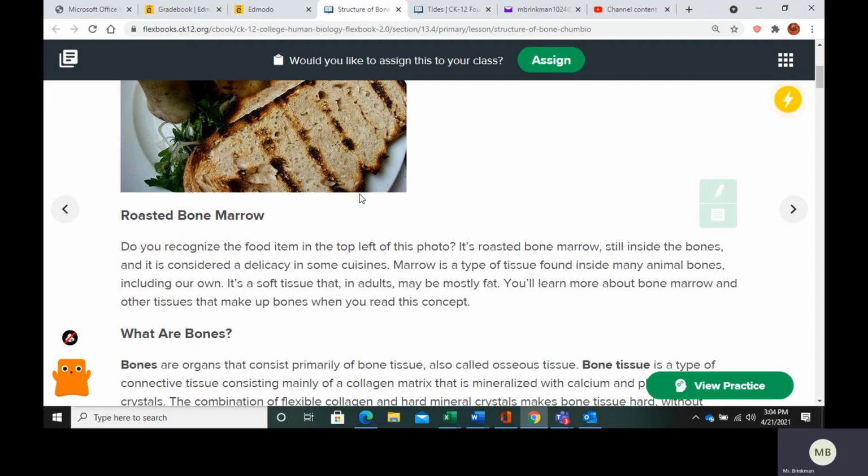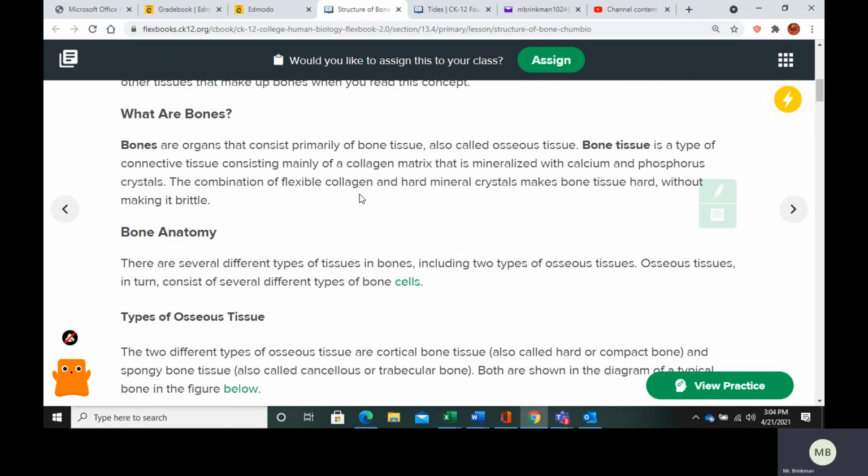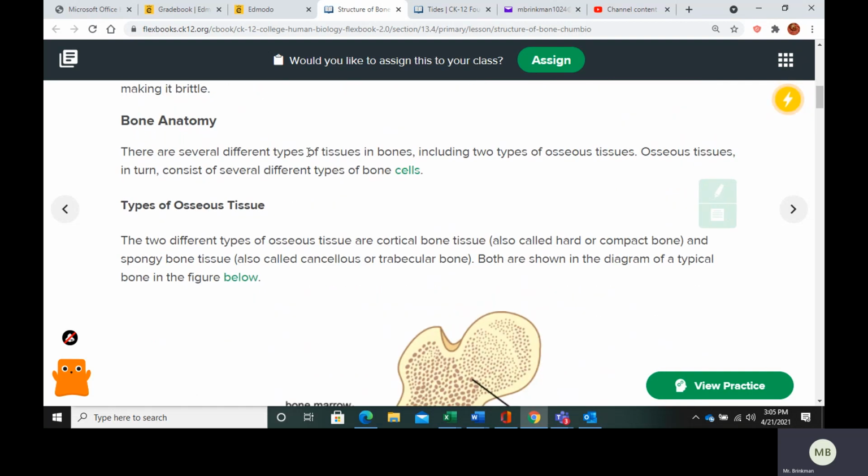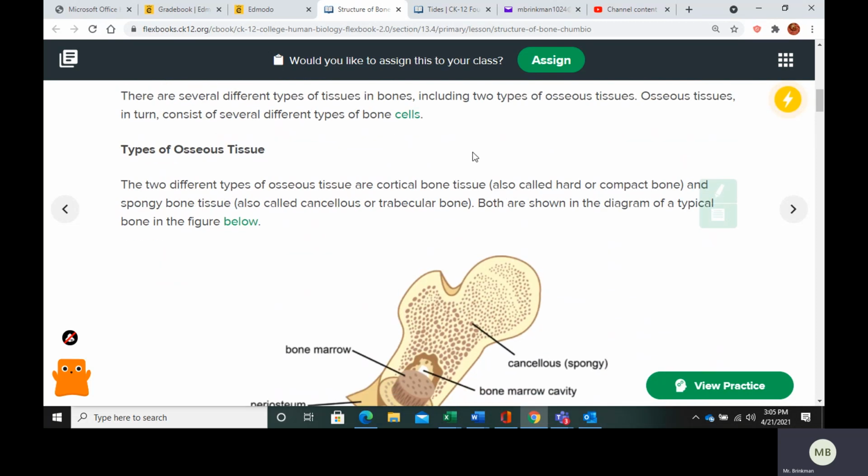So let's take a look at the structure of bones. Bones, we know, are organs that consist mainly of bone tissue, also called osseous tissue, and bone tissue is a type of connective tissue. So there are several different types of tissues in bones, including two types of osseous tissues.